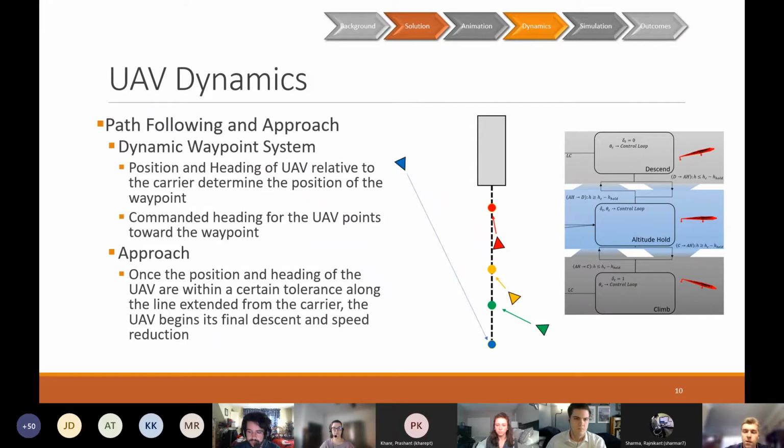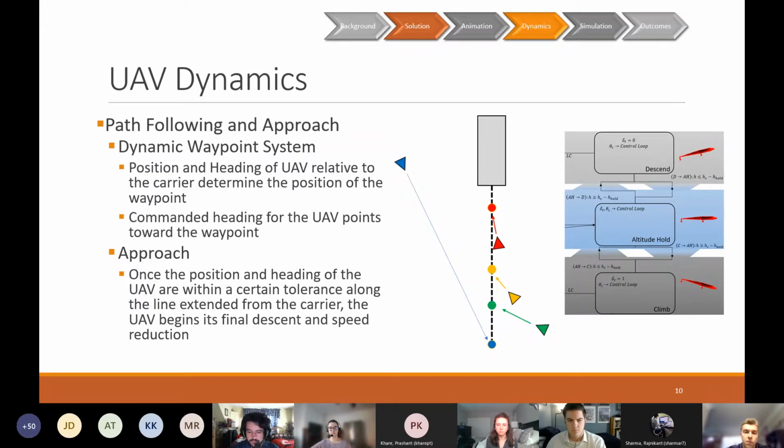So for the majority of the simulation, we used the original descend, altitude hold, and climb states, but we modified this using a path following system, a dynamic waypoint system that used the position and heading of the UAV relative to the carrier to determine the position of the waypoint that the UAV would head to. As you can see on the diagram, with the blue triangle, if its heading is opposite that of the carrier, it would head to a point much farther back on the carrier to give itself time to turn around and align itself. And then with the other three, with the green through the red, it slowly moves that point farther forward behind the carrier so that it can gradually adjust itself to align with the carrier.